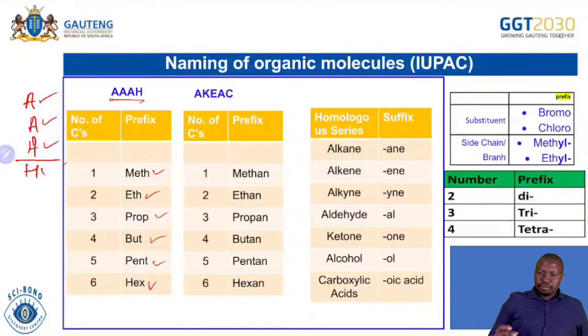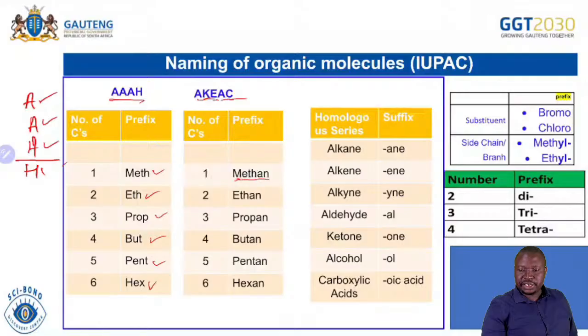Now, this applies to these 4. However, for aldehydes, ketones, esters, alcohols, and carboxylic acids, your stem now becomes methane. If you have 1 carbon, you say methane. Why do we say methane? We don't say meth. Look at it this way.